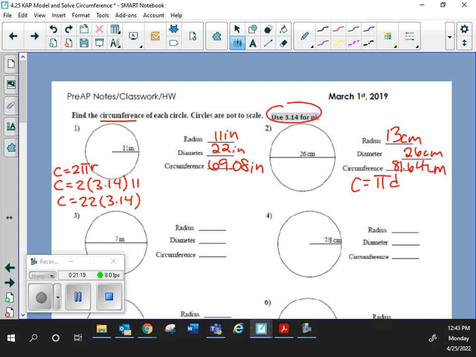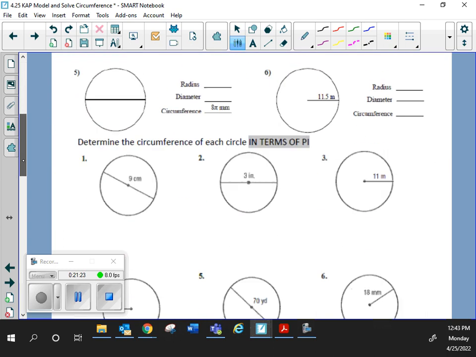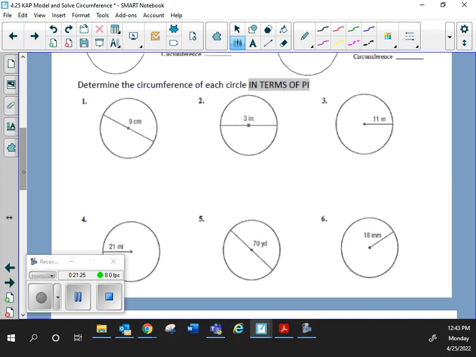All right, did we get the flow? We get the gist? Great, awesome. Looking down here though, it's a little bit different. Okay, we're still finding the circumference, but it says to do it in terms of pi. So I want to show you what that means. Okay, we're going to start off the same way. 9 centimeters is talking about the diameter. We're going to find the circumference, so we're going to use C equals pi d.